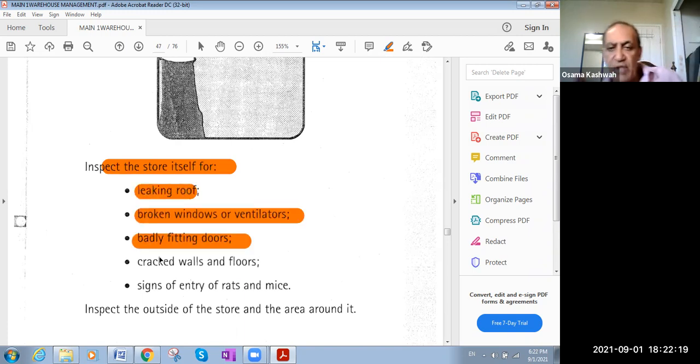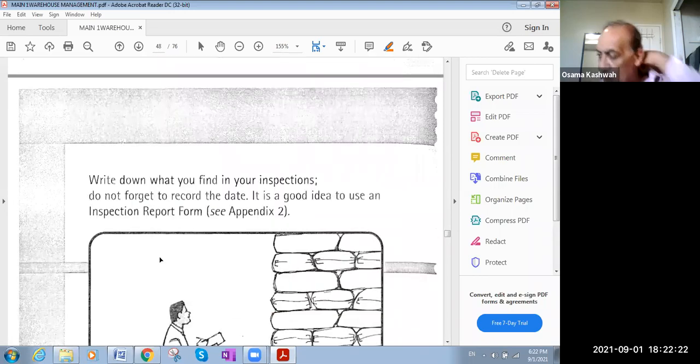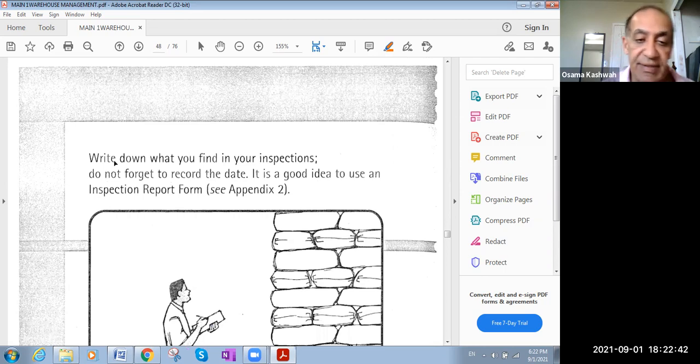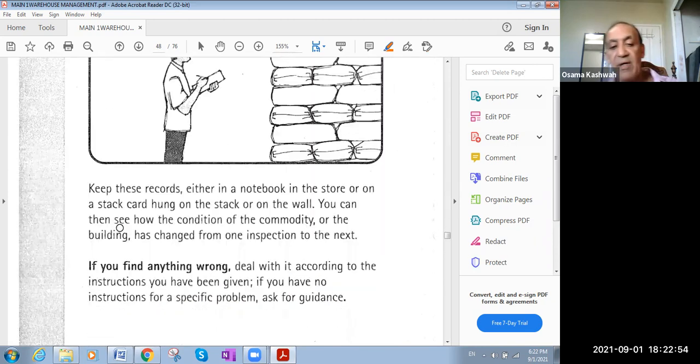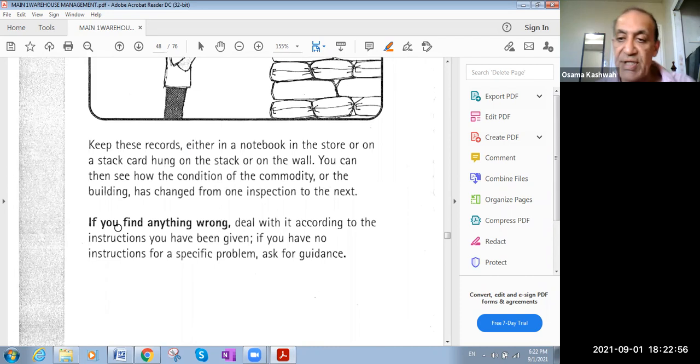Check for these points also, and try to detect any insects or any kind of trouble that harms or has negative effects on your product, especially food stuff. Write down what you find. Whatever you find, just register it. Do not forget to record the date. It is a good idea to use an inspection report form. Always use an inspection report form for that purpose.